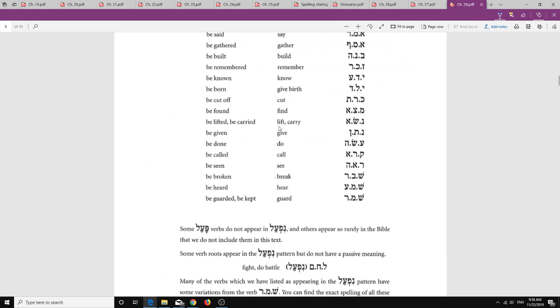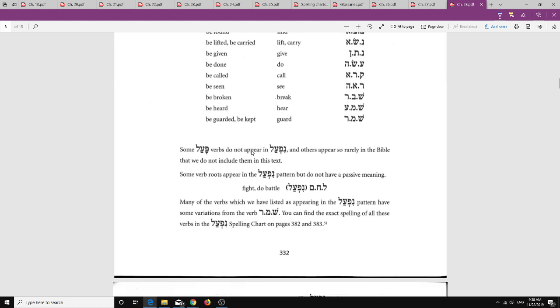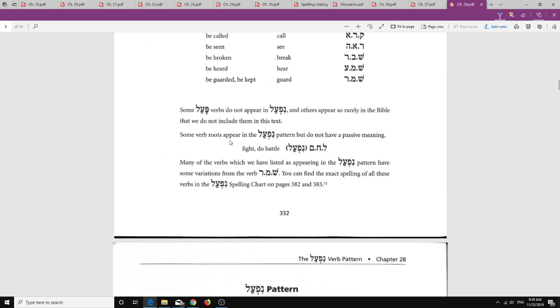It should be pretty easy to see the translation value of these words. Now, some pa'al verbs are not attested in the niphal at all, so the authors won't include those in charts like this, in the chart in the back of the book as well. Some verbs, though, only appear in the niphal, and when that happens, they don't necessarily have a passive meaning.